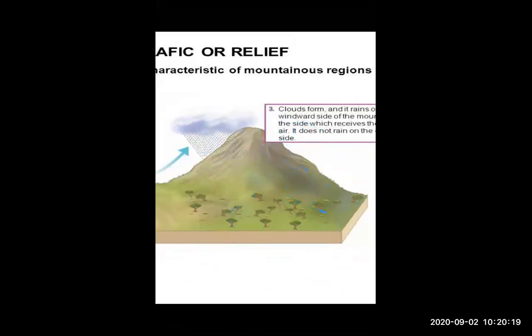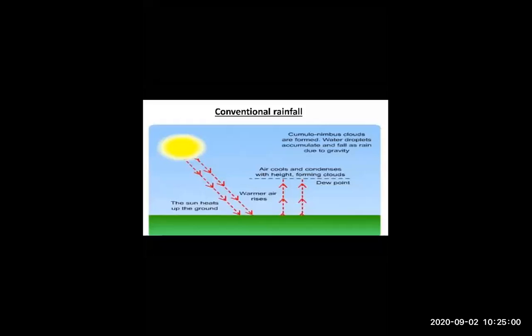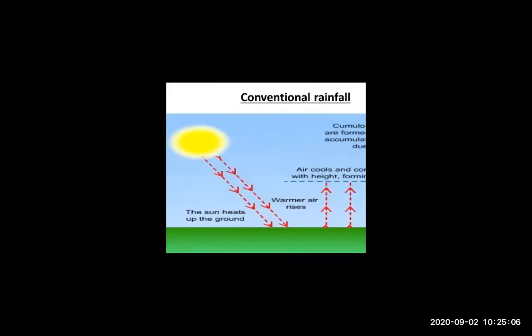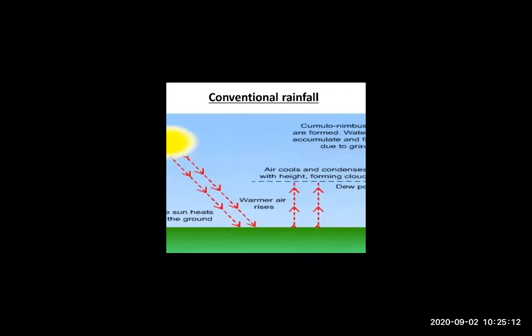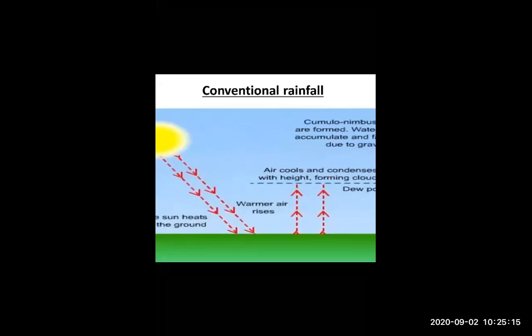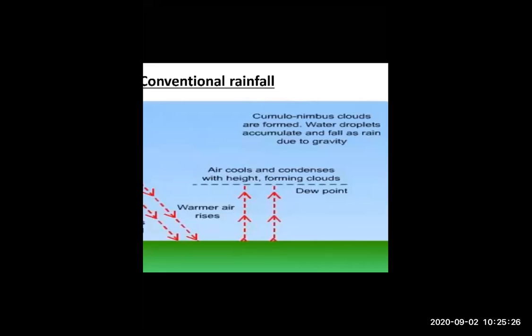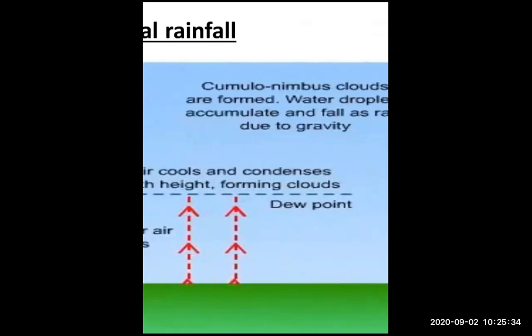I hope till here you understand all the things clearly. Look at this, I'm explaining this part again. As the sun heated up the ground, what happened? Warmer air rises, the air cools and clouds are formed. Which clouds are formed because of convectional rainfall? Cumulus and nimbus clouds.